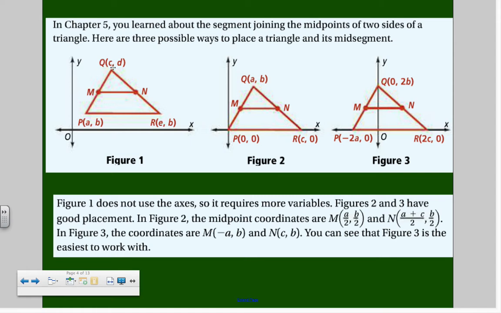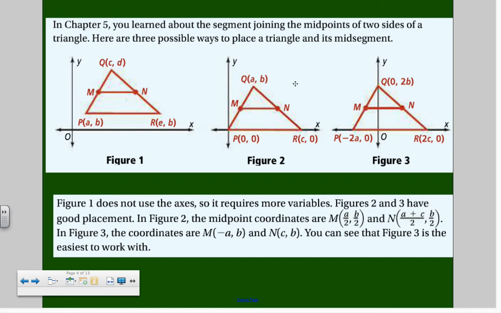So if we place it out here, point P will be located at a random place to the right and a random place up. So it'd be at A, B, let's say. For R, I went out not A distance, but E distance, and up the same as I did for P, so they both would have a Y coordinate of B. Q would be somewhere in between here. We could call that C, D.